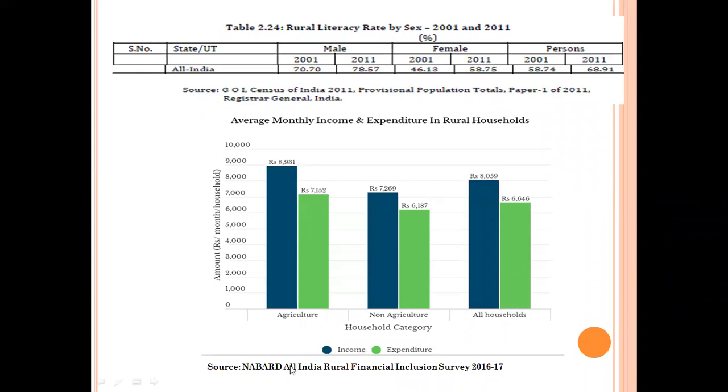So it is the data I got from NABARD. It is the data for 2016 and 17. Here you can see the average monthly income and expenditure of rural households. So this bar chart is showing you how much they were earning and their expenditure. So we can say from this chart that the rural economy is not based on credit. Their income is more, expenditure is less. So whatever they are buying, mostly, I am not saying 100%, but mostly whatever they are buying is with their own savings. So this is all for today's lecture.